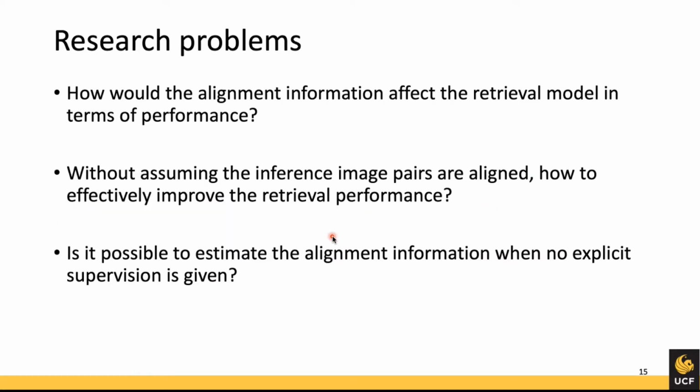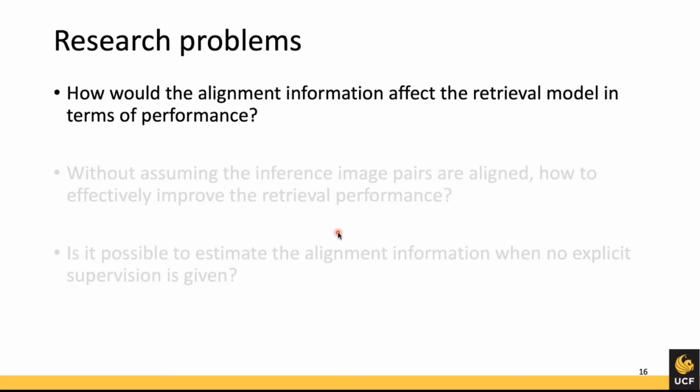So this motivates us to answer the following questions. How would the alignment information affect the retrieval model in terms of performance? Without assuming the image pairs are aligned, how can we effectively improve the retrieval performance? And finally, is it possible to estimate alignment information when there's no explicit supervision? Let's first look at the first problem: how the alignment information would affect the retrieval model.